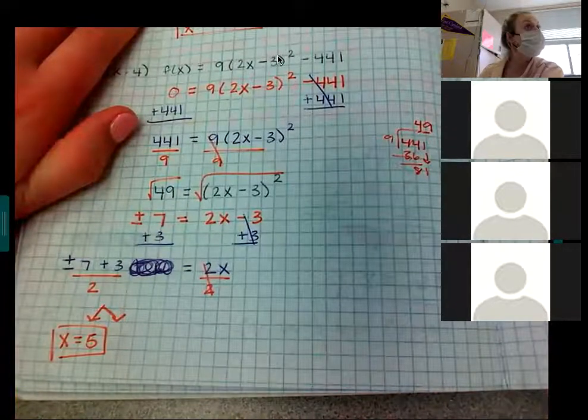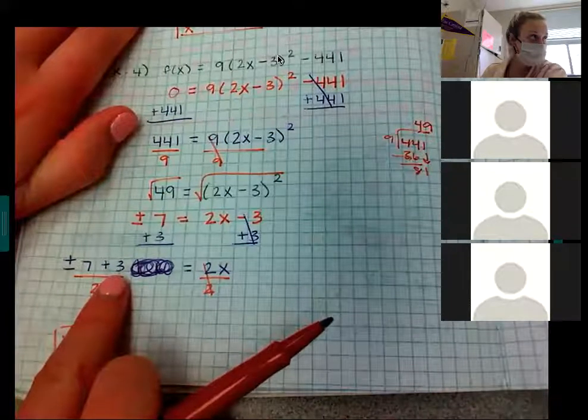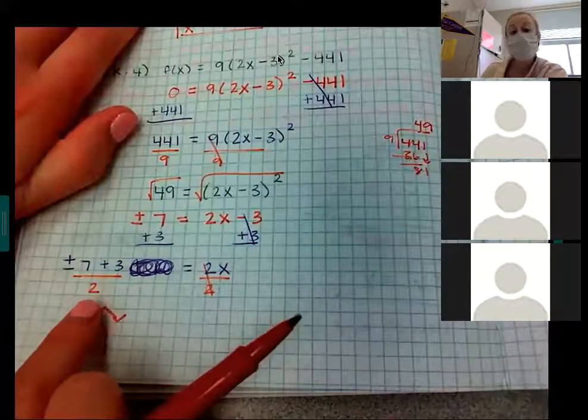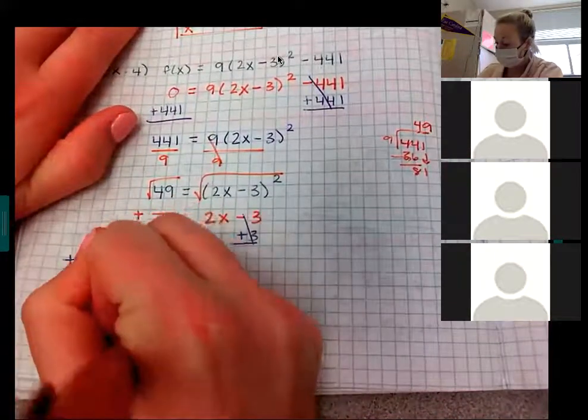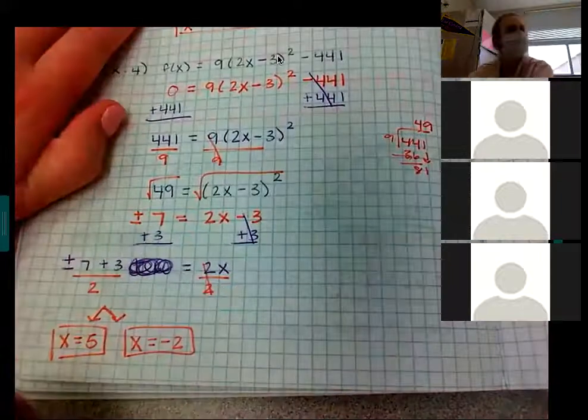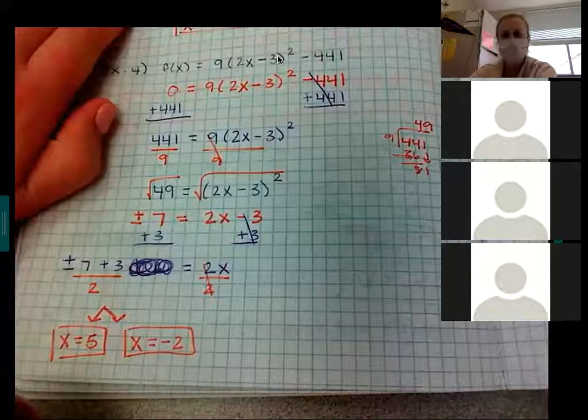And make sure we're paying attention. What's negative 7 plus 3? Negative 4 divided by 2 is? Oh, negative 4 divided by 2 is negative 2. Yikes. It's okay. A lot of y'all said the wrong thing.